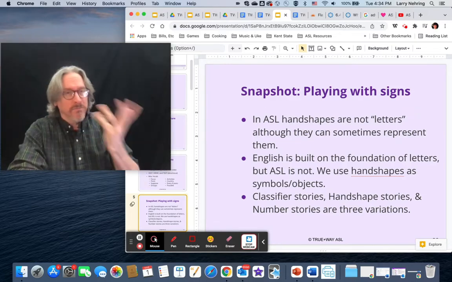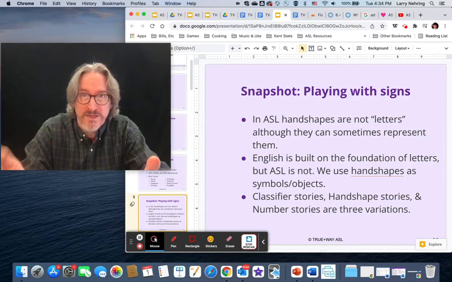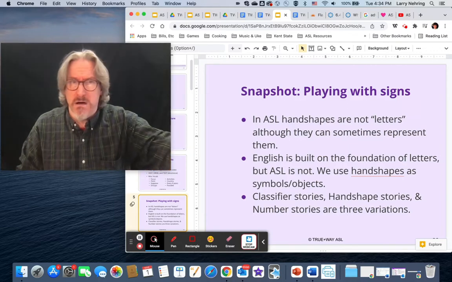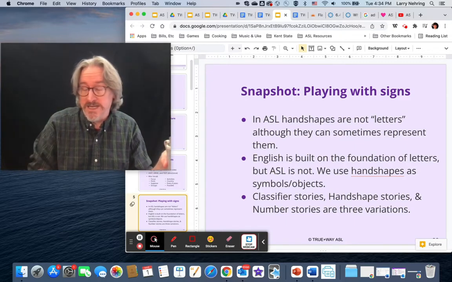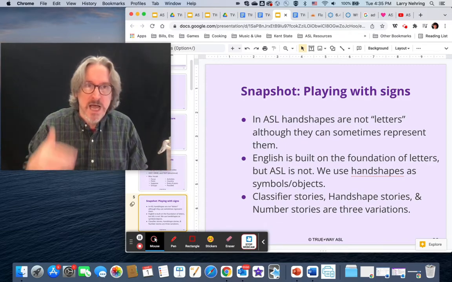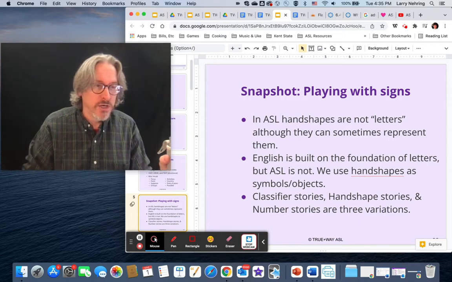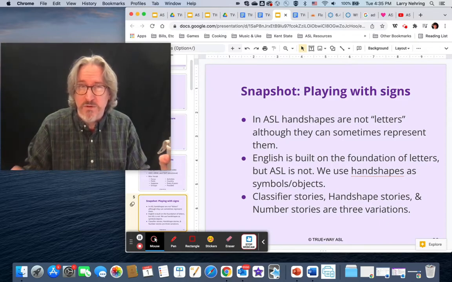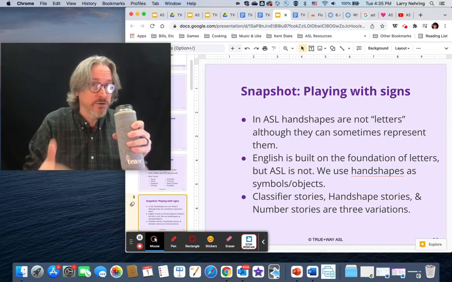So now, voice. So now, playing with signs is a bit of a weird concept, and it gets introduced early on with deaf children whose first language is ASL, because by the time they get to this point in language, they're using it every day. So they can play with concepts more than, say, hearing students do who are just learning a second language.